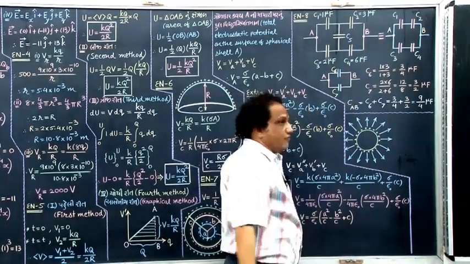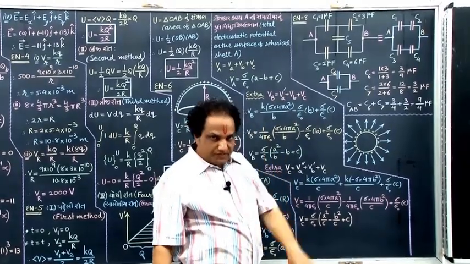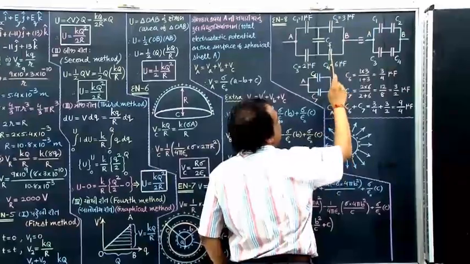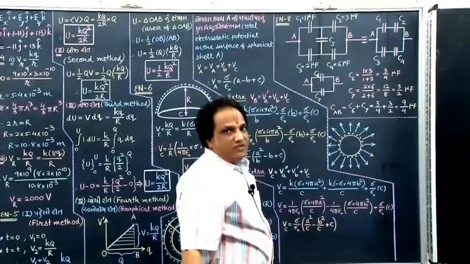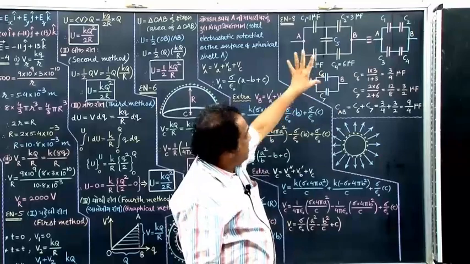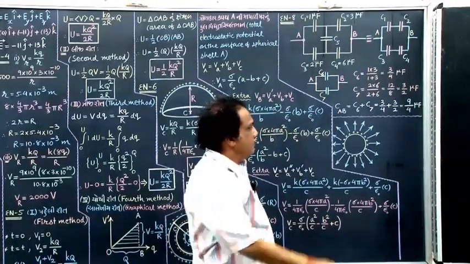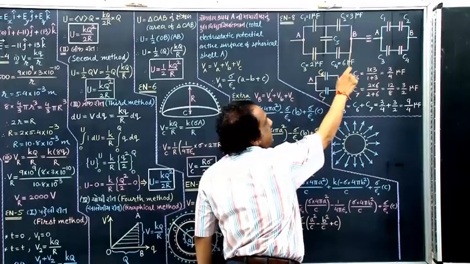We have a network of 5 capacitors C1, C2, C3, C4 and C5 which are interconnected as shown in the diagram. Now we are asked to find out the equivalent capacitance between points A and B. Correct?